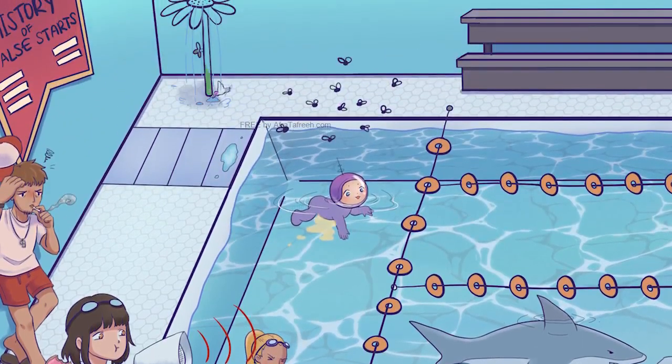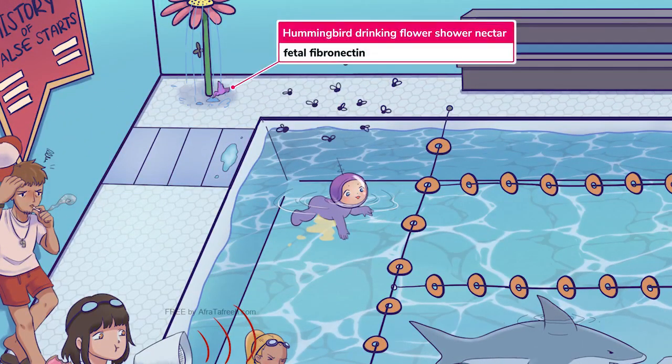Another test that you can do to rule out preterm labor is a fetal fibronectin test, which involves taking a vaginal swab and testing for FFN. Fetal fibronectin is an extracellular matrix protein that's detectable when there's been some separation between the amniotic membranes and the uterus. We've symbolized it over here with this flower shower that has a hummingbird attached, because they eat nectar.